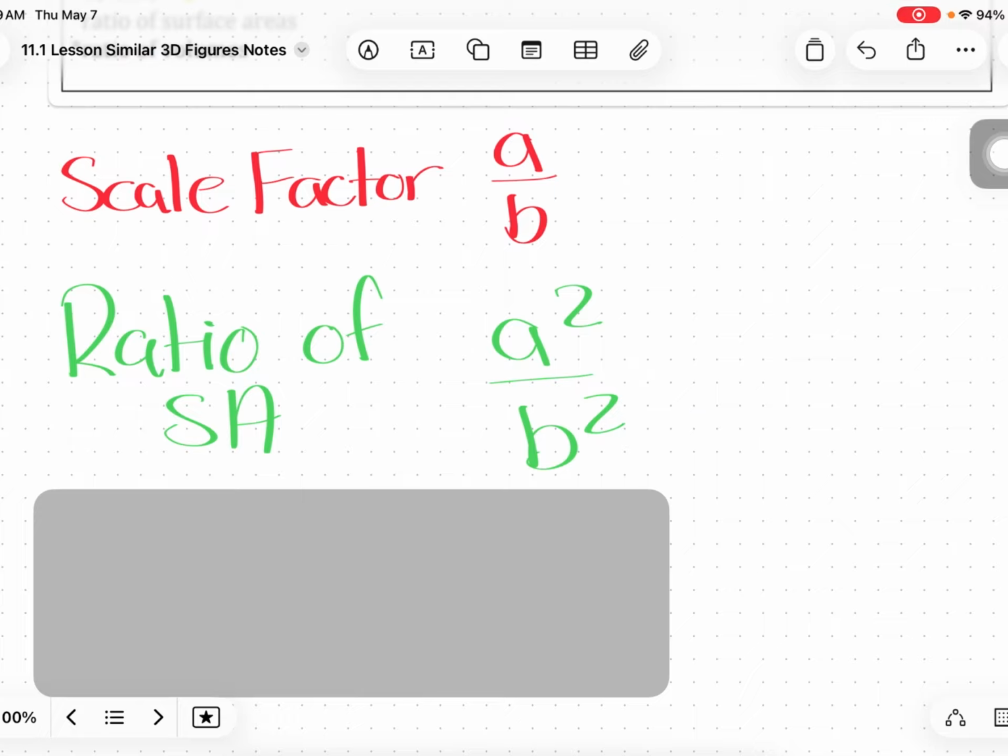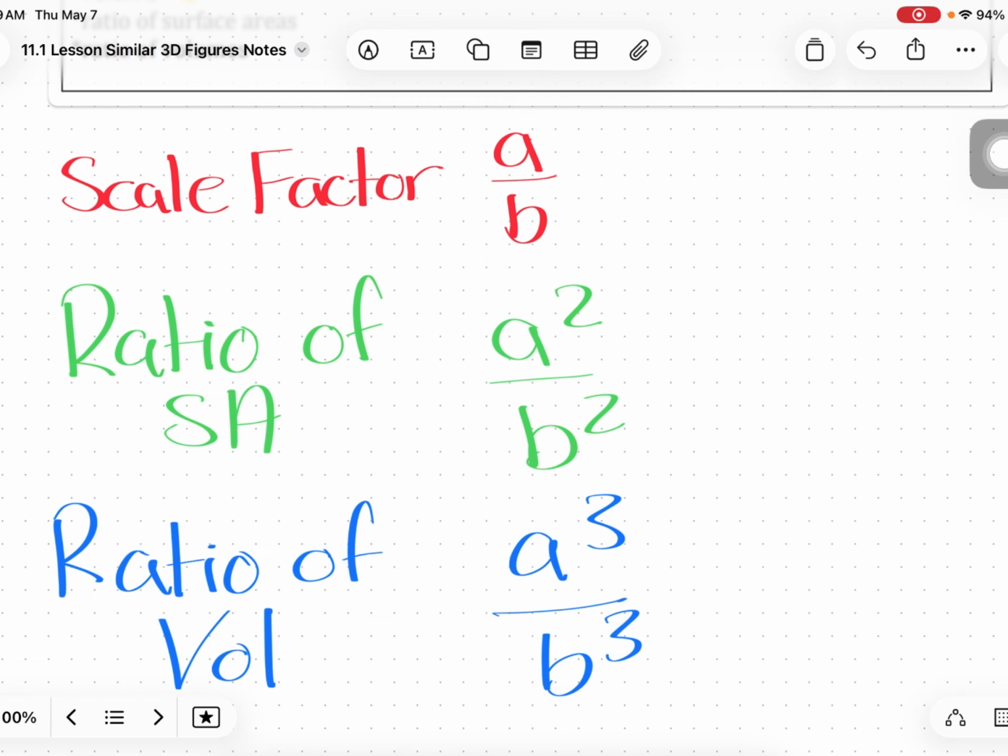Using that scale factor, we can figure out what the ratio of their surface areas would be, because if they're similar figures, they're going to have a relationship between the surface areas. So we can take that scale factor and we can square it to find out what the ratio of the surface areas would be. And then we can take that one more step and find the ratio of volumes.